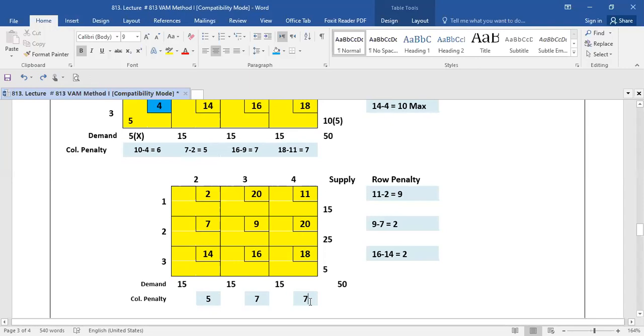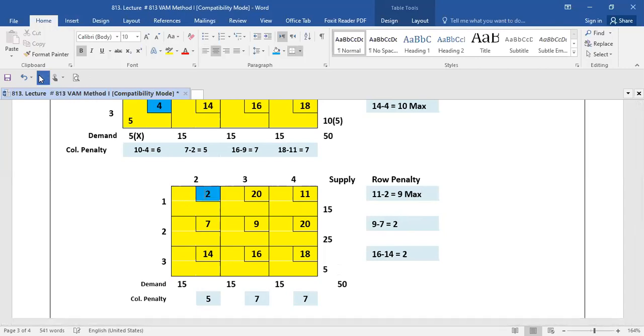Here you see that 9 is the maximum on both sides. The 9 is the penalty which is maximum. So you will make your next allocation in the first row. You see that these are 3 blank cells and this is the cell which has the least cost. So you will make your allocation in this cell.